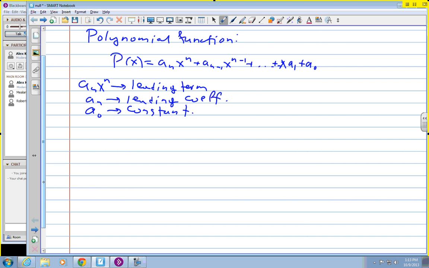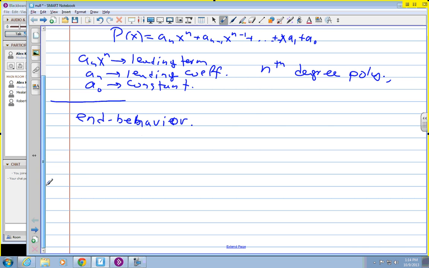Anyway, so this is the thing, it's an nth degree polynomial. So that was the verbiage. Then we talked about end behavior, remember that? How we can determine what the graph of the function looks like in the long run, and it had to do with even degrees, odd degrees, positive, negative leading coefficient. Remember we did that little table?